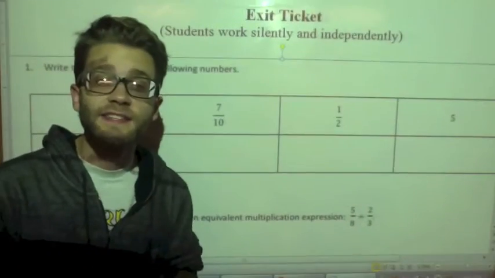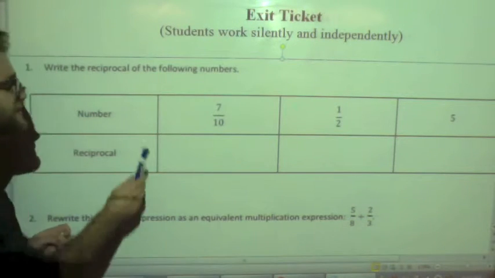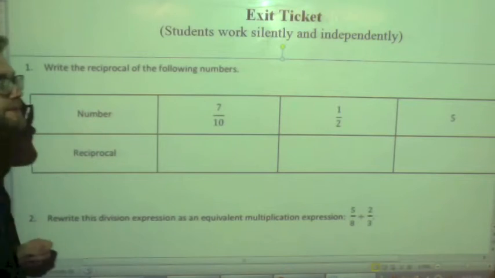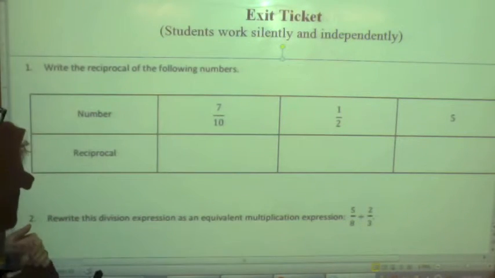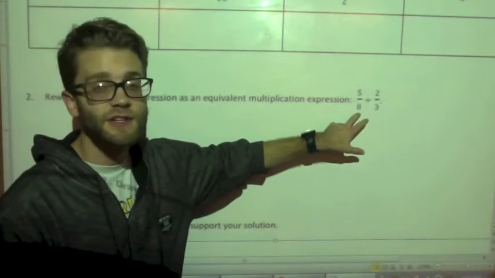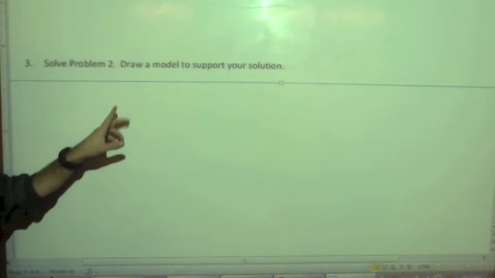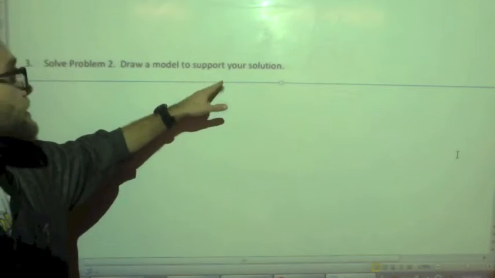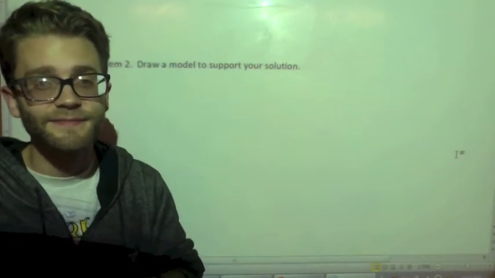Move on to your exit ticket. Do your best on it. Remember that these are always graded. And for this one, number 1 says write the reciprocal of these numbers. You put it in the box. Scroll, please. For number 2, you're going to rewrite this division expression as a multiplication one. And then finally, for number 3, you will draw a model to solve problem 2. And that's it. Enjoy.